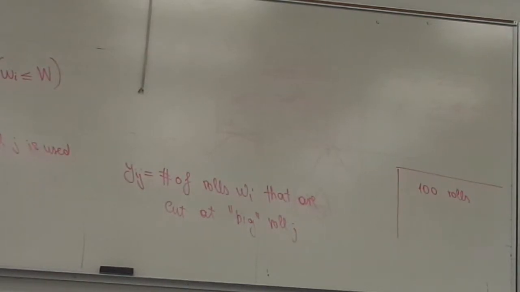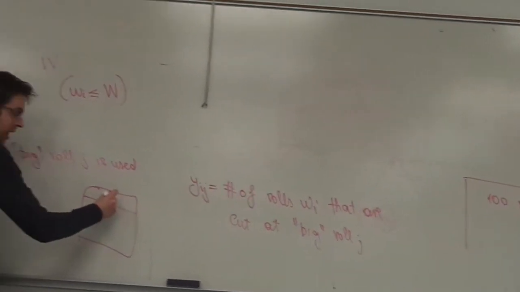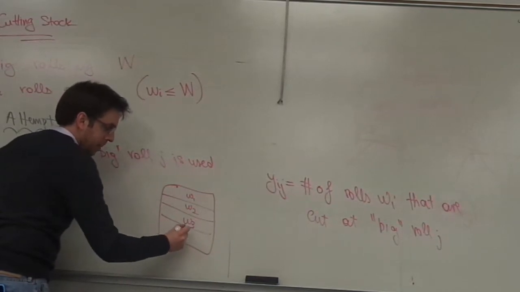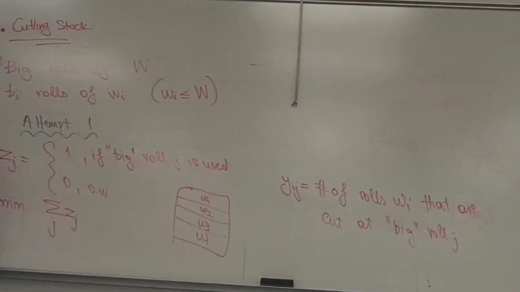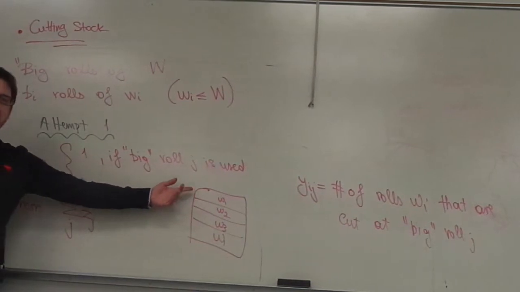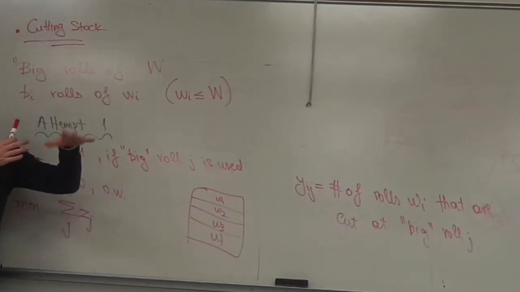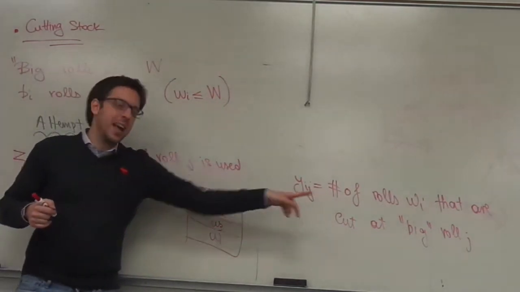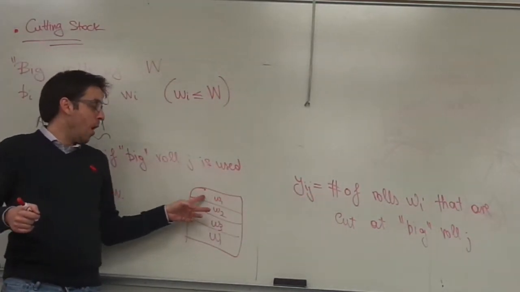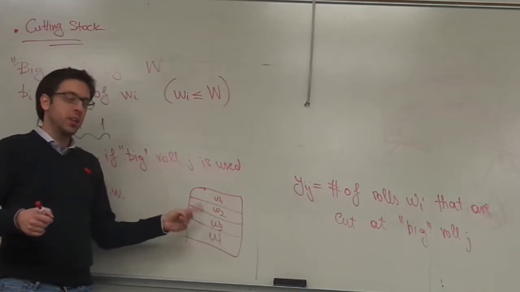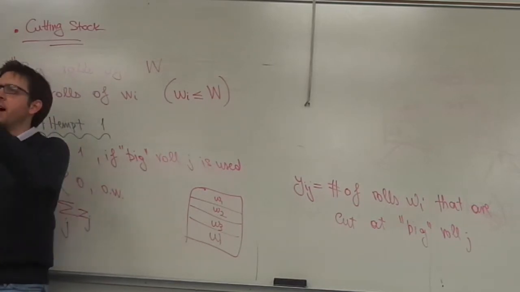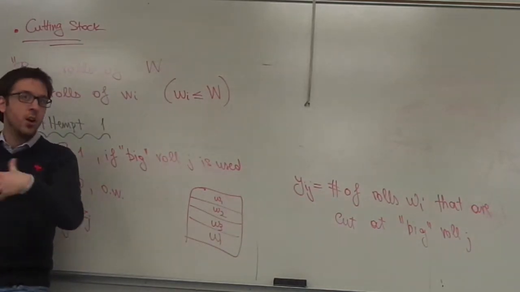Again, let's see a small example. Let's say that I have this big roll over here, and I got W1 here, W2, W3, and then W1 again. Notice that there is no reason why I wouldn't cut W1, W1, W2. It doesn't matter, right? The interchangeability over there. So then Y1j would be equal to 2, Y2j would be equal to 1, Y3j would be equal to 1, Y4, Y5, Y6, Y whatever j would be equal to 0.